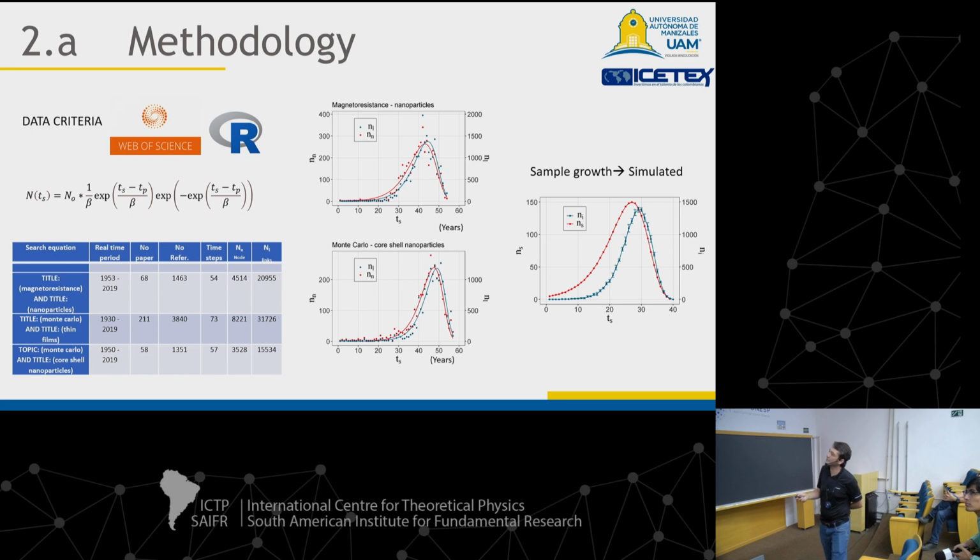For example, here you can see the query for the search. This is magneto-resistant nanoparticles. Yes, this is my area, I am a physicist. And this is the data for that. For example, here, magneto-resistance: the first paper was in 1953. The number of papers for this topic was 68. And the number of references is selected from the end of the papers. More or less that.